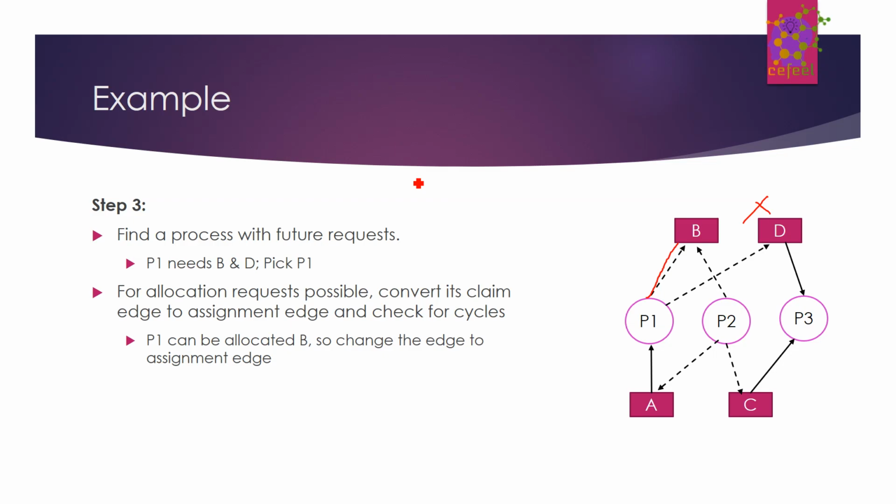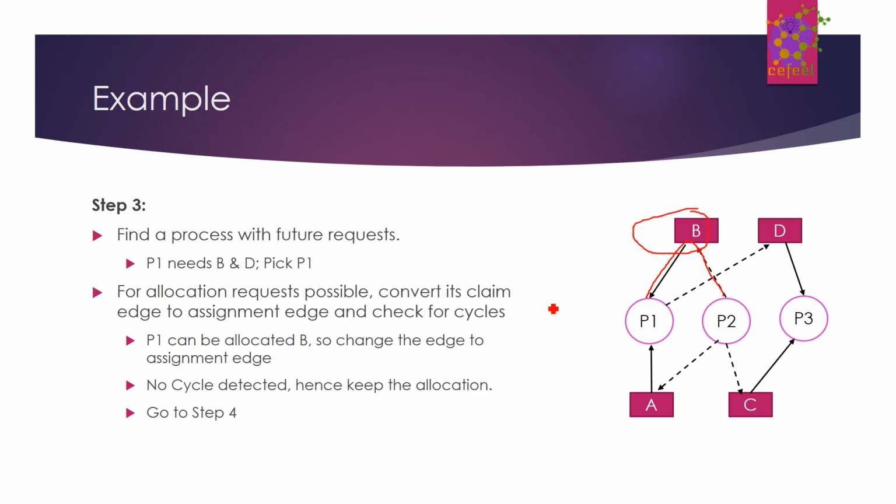So let's change this claim edge to the assignment edge. So we now have a new edge from B to P1, and let's see if there is a cycle. In fact, there is no cycle here because notice even if we go from P2 to B to P1, we are stuck over here. So there is no cycle, and hence we can keep this allocation. So cool. So we are able to allocate B to P1. So great. So going through all the processes and their requests, we saw that we were able to allocate B to P1 and C to P3.